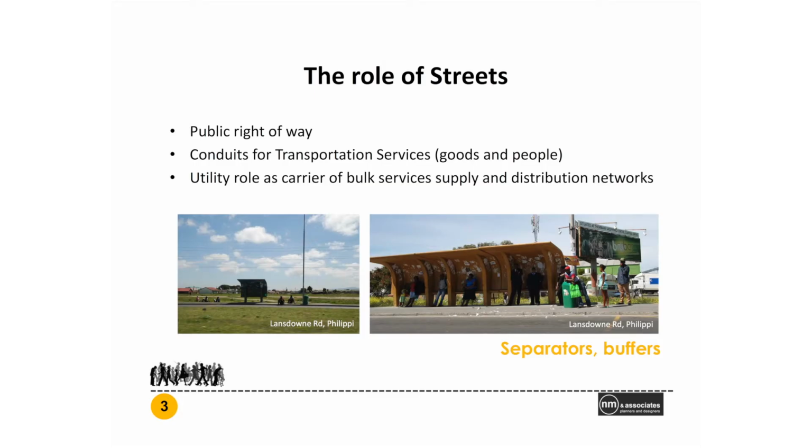But moving on to the more spatial aspects of the presentation, kind of stating the obvious, but really just to remind us all that the role of streets, really public right-of-ways, but conduits for transportation services, both goods and people, that obviously includes people on foot in our context. They play a utility role as a carrier of bulk networks. So that's everything from electrical cables to water and sewage pipes, but they're also, in fact, a critical part of the stormwater network.